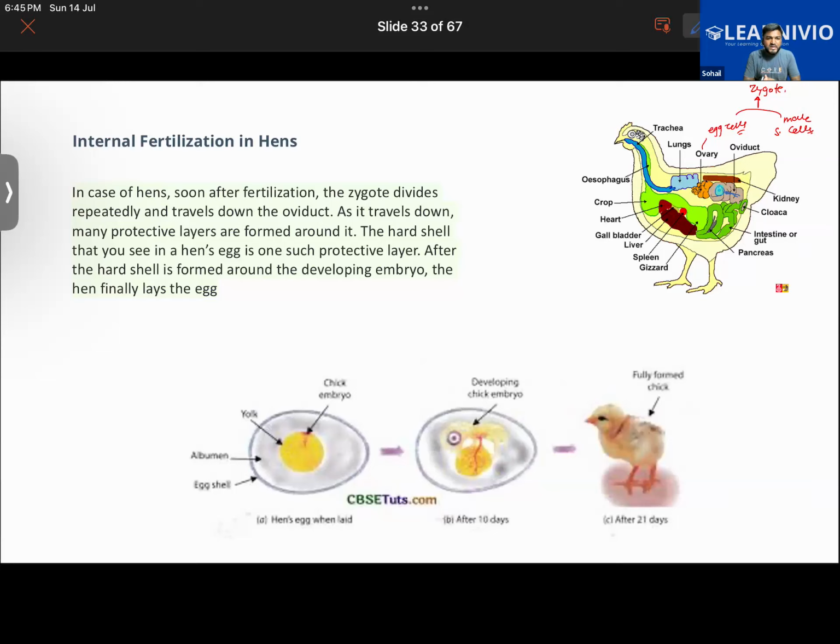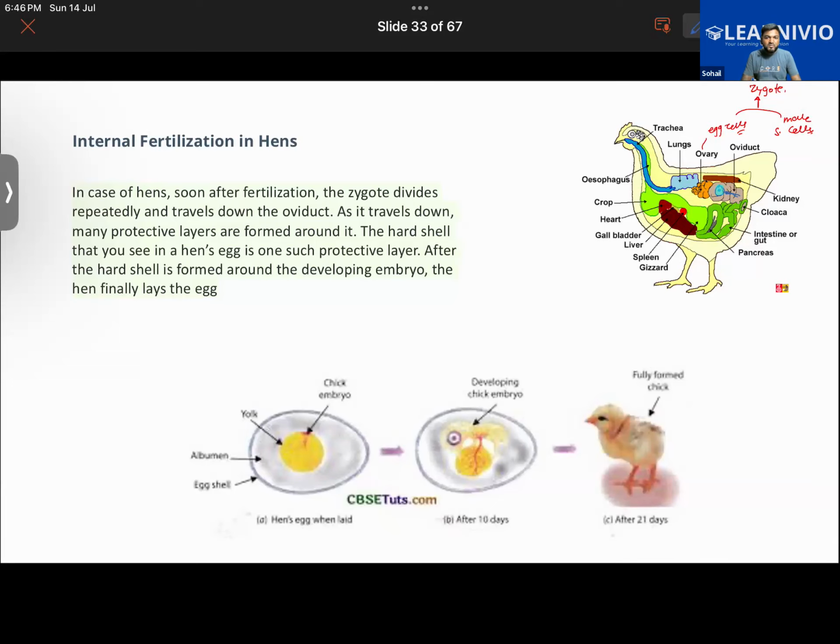Now, once the zygote has formed, it will keep on dividing itself, and in the process of dividing, different layers would be formed over the egg, and then it will turn into a hard shell, basically becoming the covering of the egg. As you see, the hen's egg has a hard shell above it, isn't it? That is a protective layer. Getting it, guys?